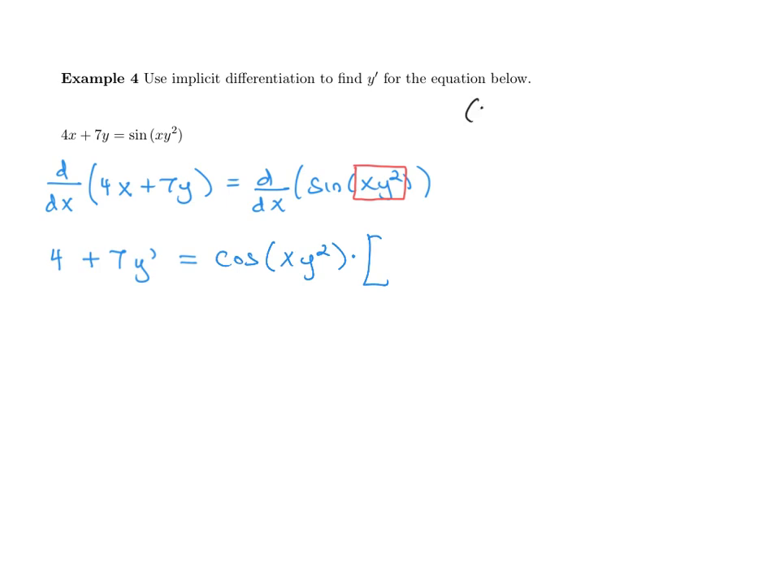And in doing so, here again, we are using the product rule, u prime v plus uv prime. Okay, we have a first and a second. So the derivative of the first is 1, and the second is y squared. I then add on the first times the derivative of the second, which is 2y y prime.